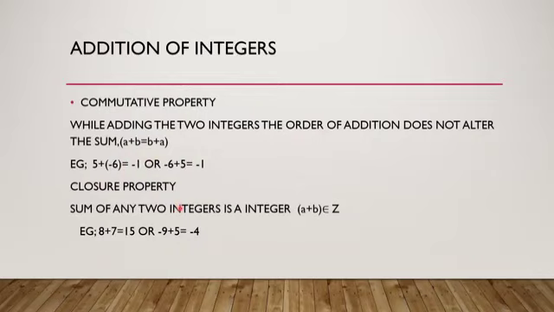Now, the second property is your closure property. Closure property means the sum of any two integers is an integer. We know that all the positive and negative numbers are integers. 0 is also an integer, though it is neither positive nor negative. That means whatever number exists are your integers. Now whenever you add two integers, the answer that you're going to get will obviously remain an integer. So whether it is 8 plus 7, 8 is an integer, 7 is an integer, so the answer that you're getting is also an integer.